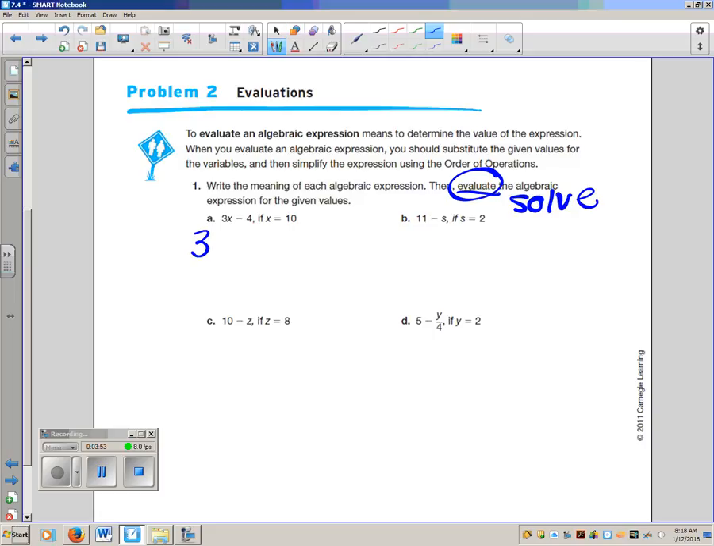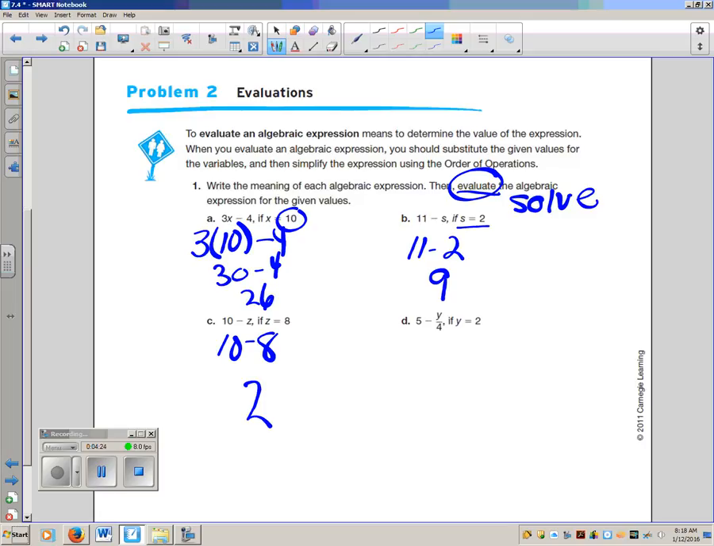So 3, what is x? X is 10. 3 times 10 minus 4. 30 minus 4, you get 26. 11 minus s, s is 2. We can do this. 11 minus 2, 9. 10, take away z. Z is 8. So all we are doing is 10 minus 8 is 2.